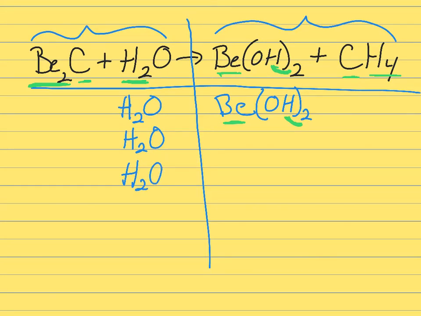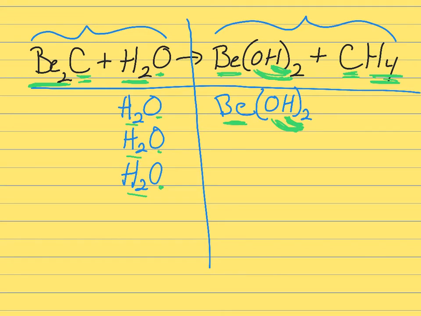Let's count it one more time. I have 2, 4, 6, 8. I have 2, 4, 8. So that looks good. Just double checking. 2 berylliums. 1 carbon, 1 carbon. I have 8 hydrogens and 8 hydrogens. Let's go to oxygen. I have 1, but now I just added this, 2, 3, 4 oxygens, so 4 oxygens in my reactants and 4 in my product.